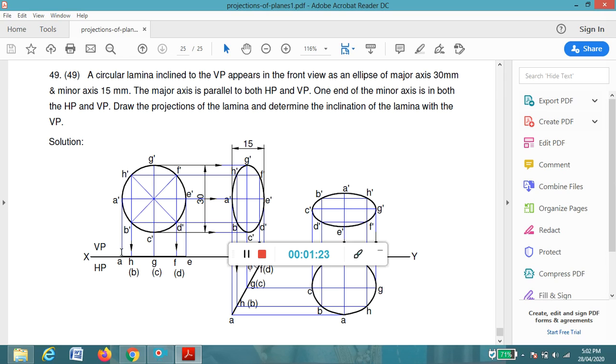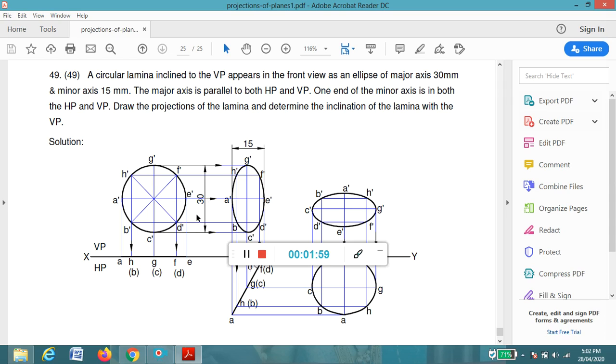First, the usual method: you have to draw the circular lamina in VP, means above the XY line. Just draw the XY line as the reference. VP is above the XY line and HP is below the XY line. At a certain distance from the XY line, draw the circle of diameter 30 mm, because the major axis is given as 30 mm and the minor axis of the ellipse is 15 mm, but major axis 30 mm means the circular lamina has a diameter of 30 mm.